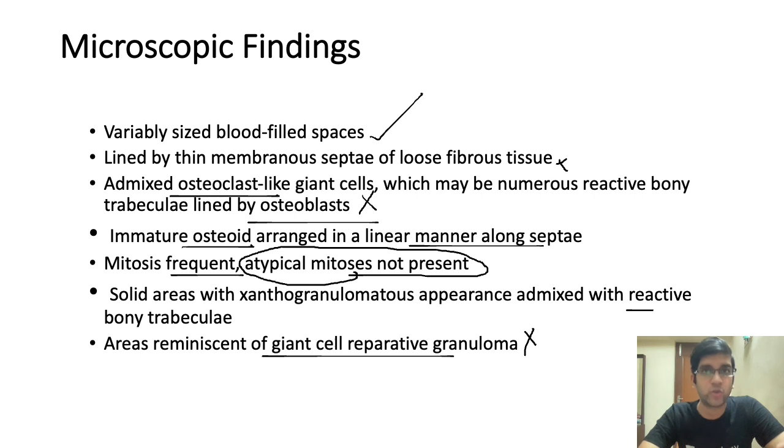One is telangiectatic osteosarcoma, telangiectasia. So I'll have lots of blood-filled spaces in osteosarcoma as well. But this is benign. Osteosarcoma telangiectatic type definitely is an aggressive neoplasm. It's a malignant neoplasm, right?